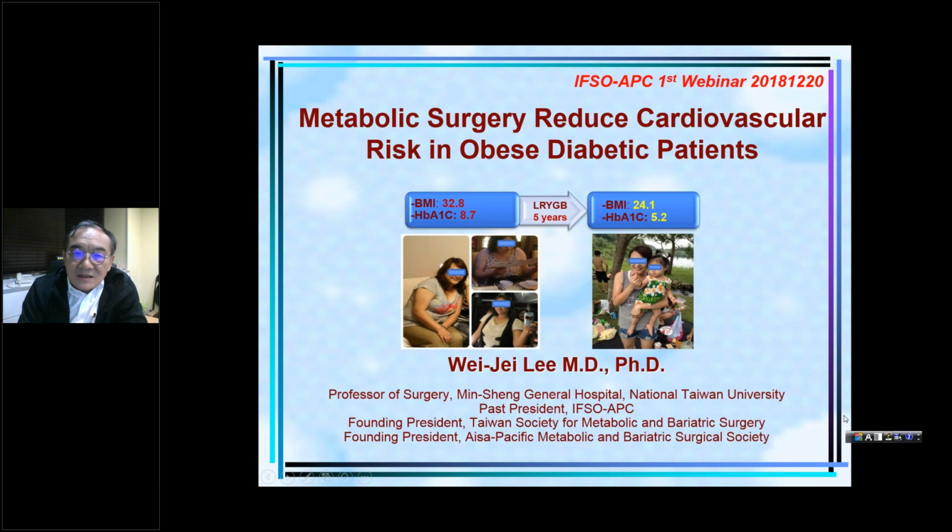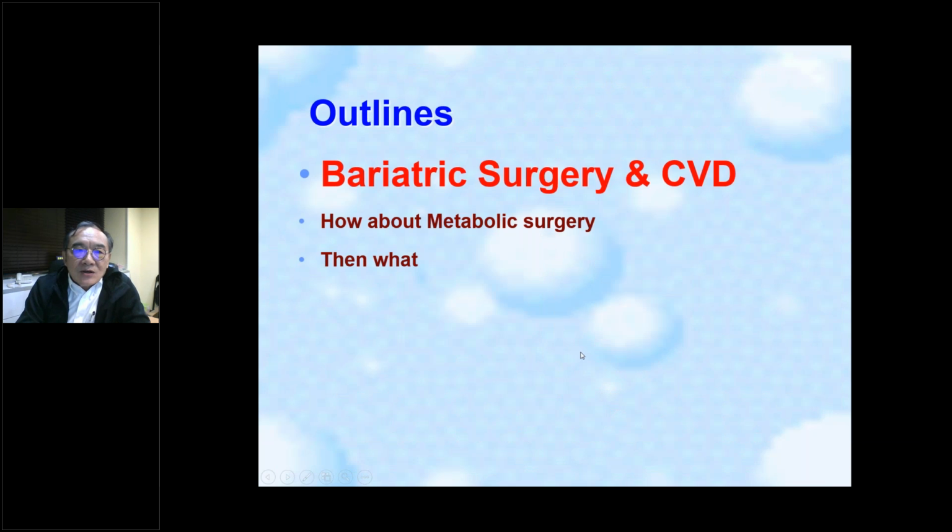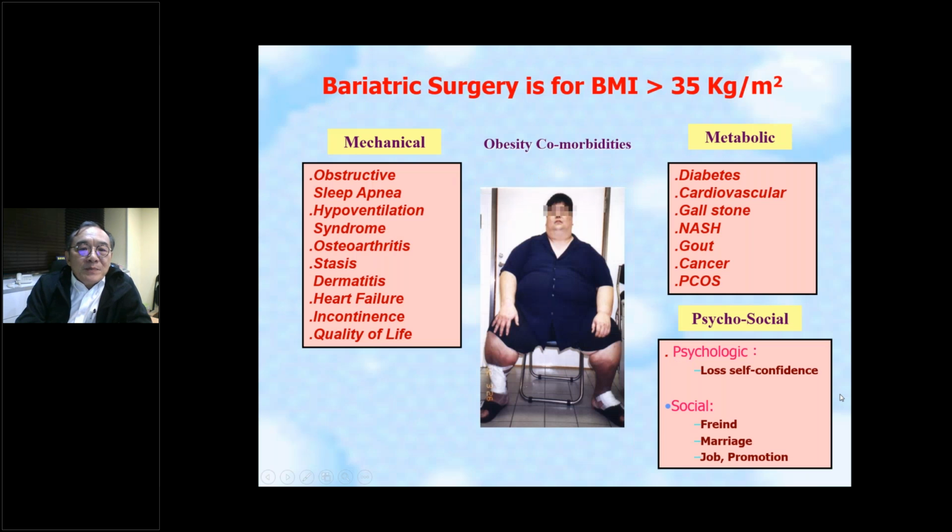I will talk about it. So the outline today: I will talk about bariatric surgery and cardiovascular disease, then we'll look at metabolic surgery, and then the last is what's next. By definition, we need to clarify: bariatric surgery, I think we mention for morbid obesity, and we are doing it for all the comorbidity with those with BMI more than 35.